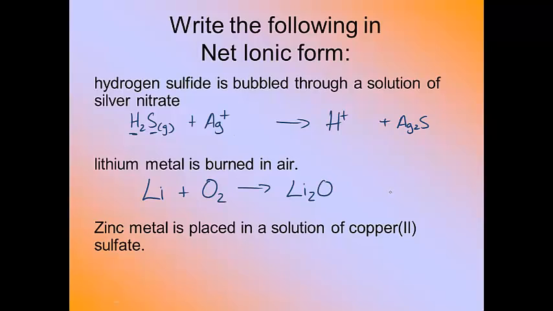Now, is there anything that can be eliminated? No, because lithium is a solid on the left, which means it's got to be written on both sides. Oxygen is a gas on the left, which means it has to be written on both sides. So this technically is the net ionic equation for this reaction. Okay, zinc metal, another solid, is placed in a solution of copper 2 sulfate.